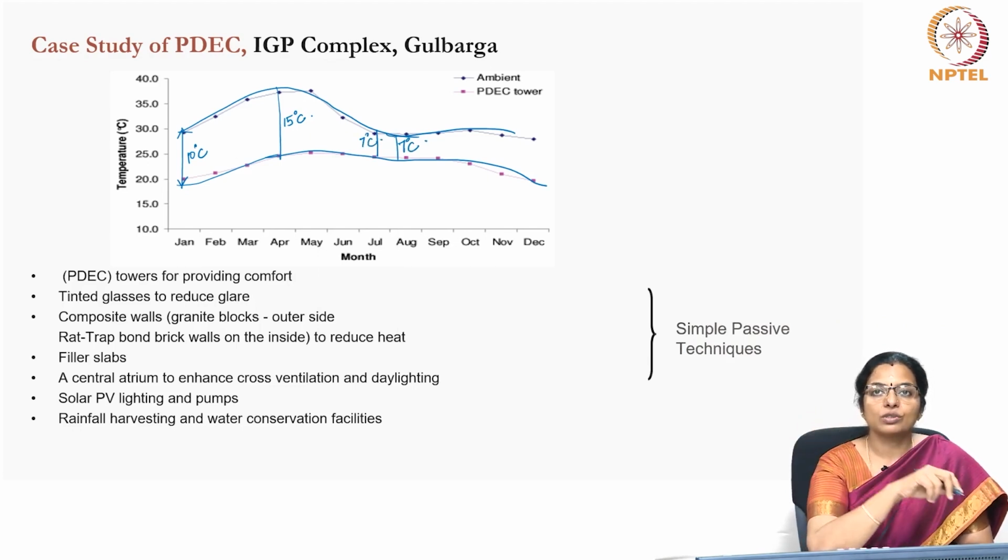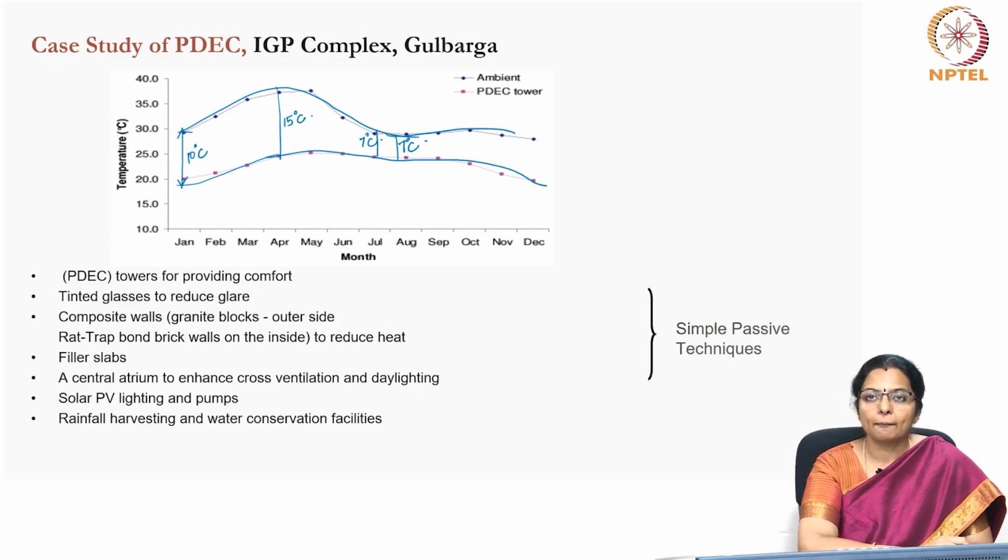This building also uses tinted glass to reduce glare. It has composite walls comprising of granite blocks on the outer side, rat trap bond brick walls on the inside to reduce the heat. It acts more like a cavity wall. Filler slabs have been used, and a central atrium to enhance cross ventilation and daylighting has been used. Solar PV lighting and pumps are used in this building, and rainwater harvesting and water conservation facilities have also been incorporated in the IGP complex Gulbarga.